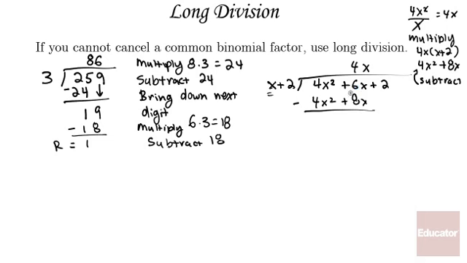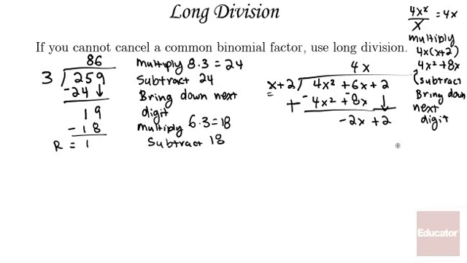Subtracting, so if I have 6x and I'm saying minus, then it's minus 8x. We can also look at this as changing this to addition and then changing the sign for each of these to make sure that we don't make an error in the sign. So it's really 6x minus 8x to yield negative 2x. Next, bring down the next digit. So that's going to give me plus 2. Bring down next digit.